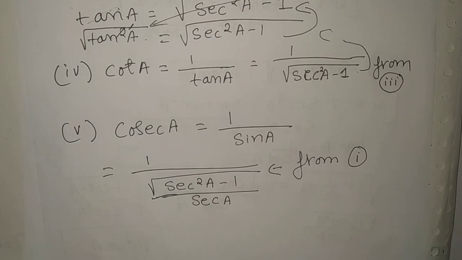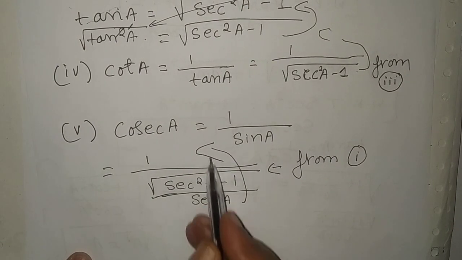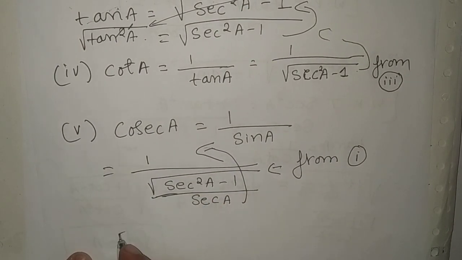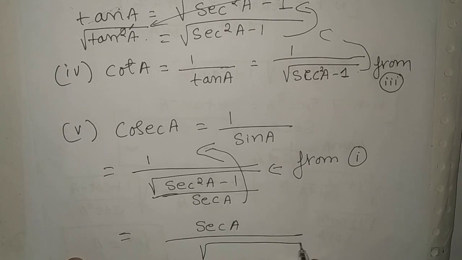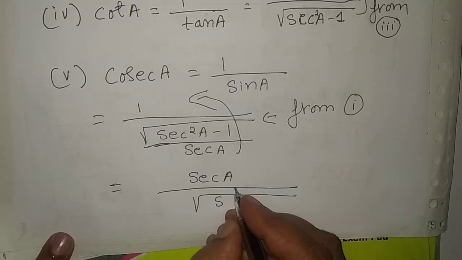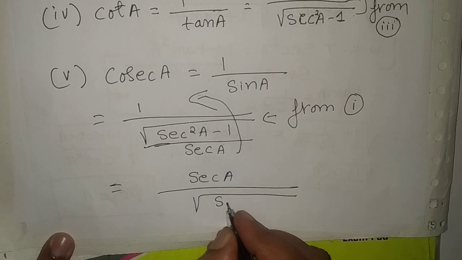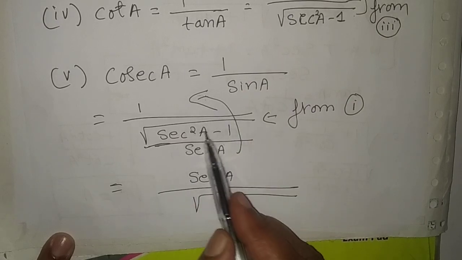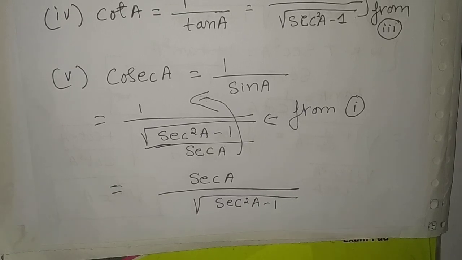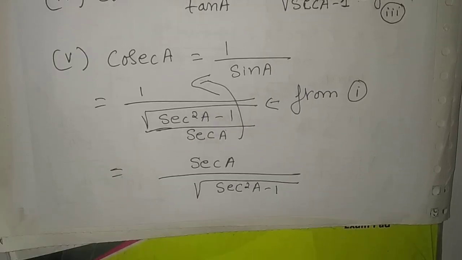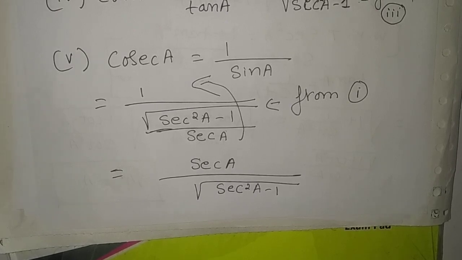After this it goes to the numerator. So now we can write it as secant A by square root of secant square A minus 1; this goes to the numerator and the denominator remains as it is. So this is the solution for the second question. So we'll see what is the third one.